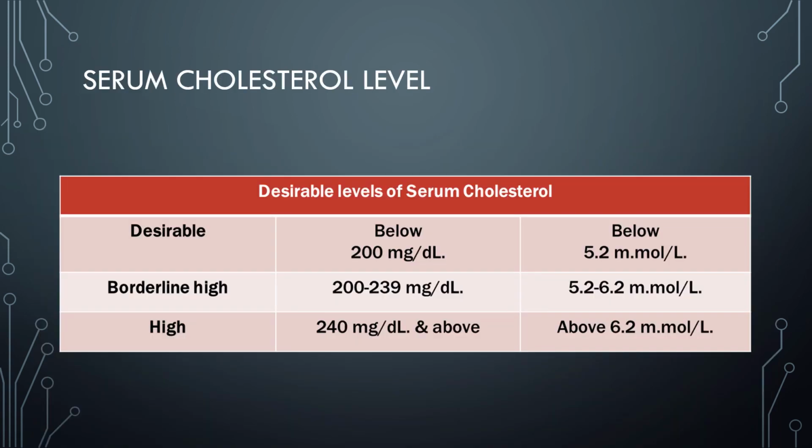Serum cholesterol levels. The desirable level for serum cholesterol is below 200 mg per deciliter. Serum levels between 200 and 239 are considered to be borderline high, while serum levels above 240 are considered as high serum cholesterol levels.